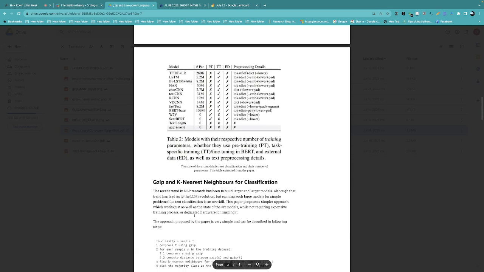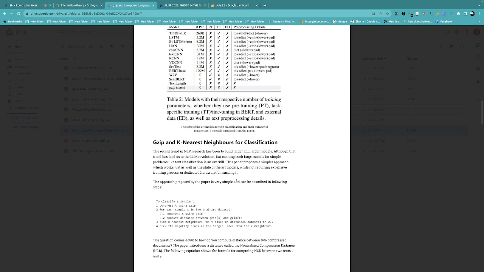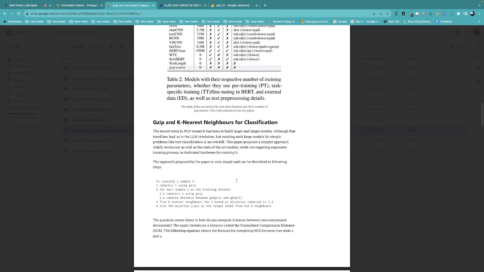And then this paper that I'm referring to in terms of gzip also uses k nearest neighbors for classification. So it basically is this algorithm that is very simple. You can write it in 14 lines of code, and its performance rivals more complex methods. So the approach proposed by the paper is very simple and can be described in the following steps.